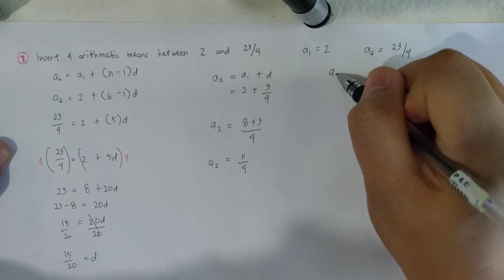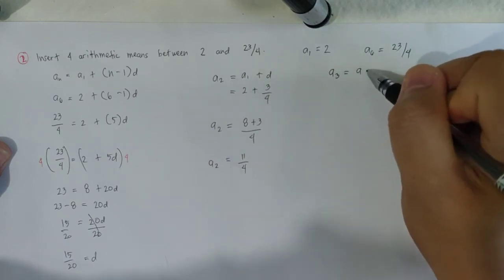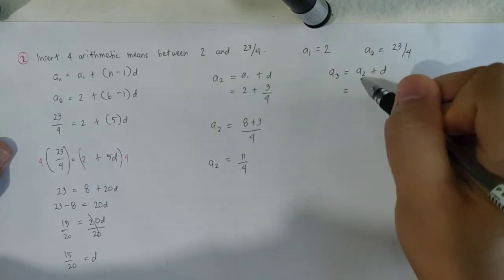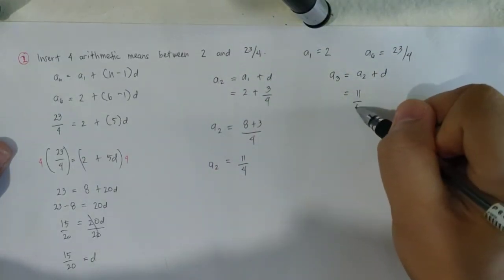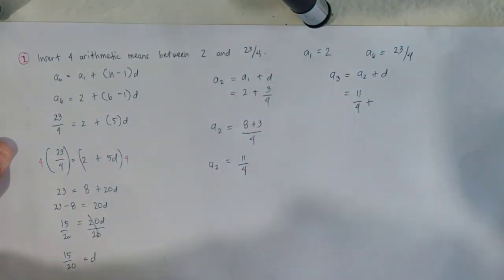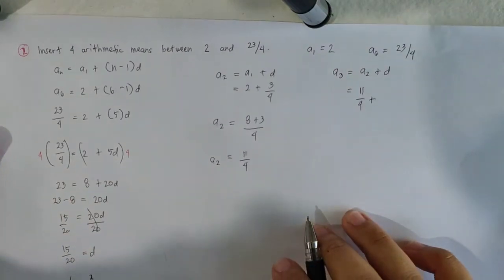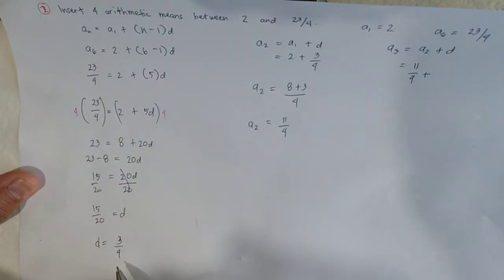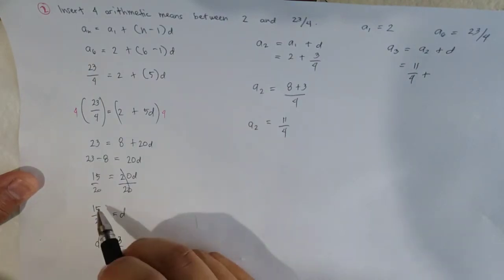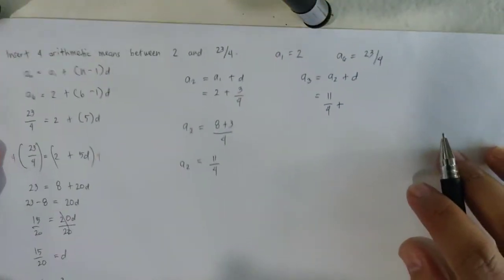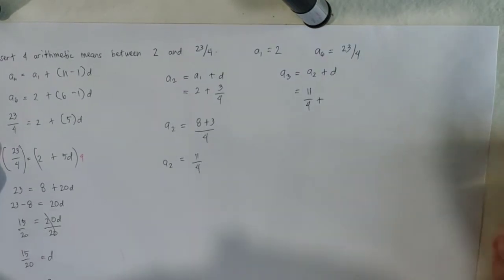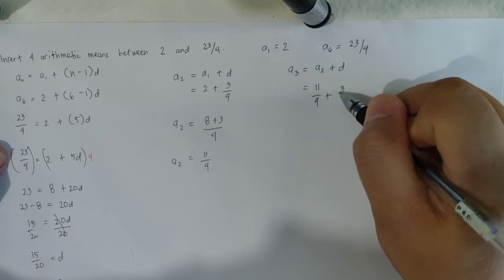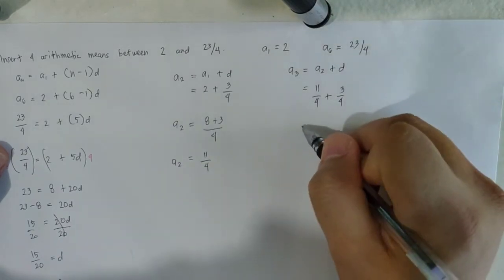A sub 3 is equal to a sub 2 plus d. Anong value ng a sub 2? 11 over 4 plus anong value ng d? Yung d natin ito, 3 over 4. Okay, balik tayo dito. So, yung d natin is 3 over 4.